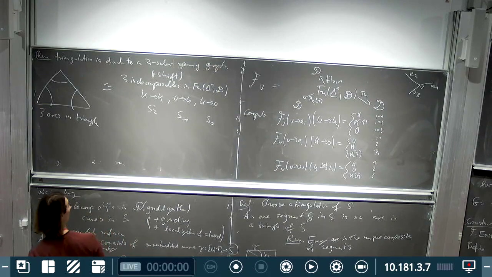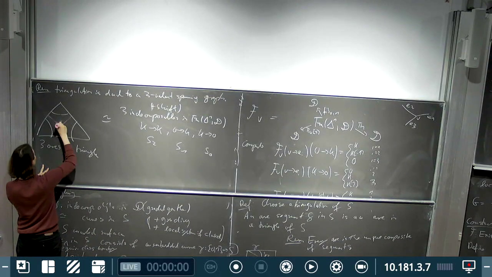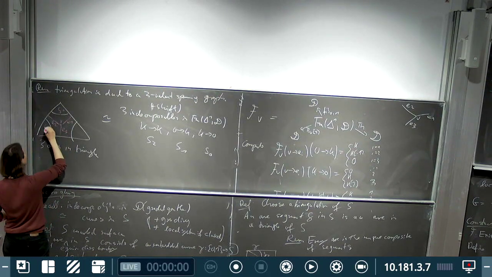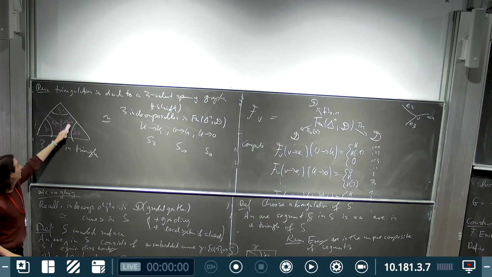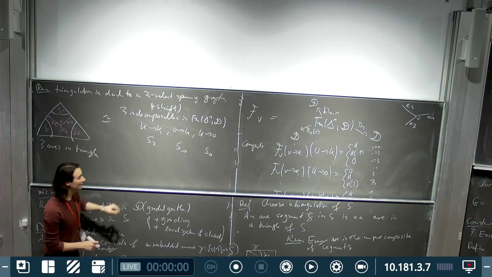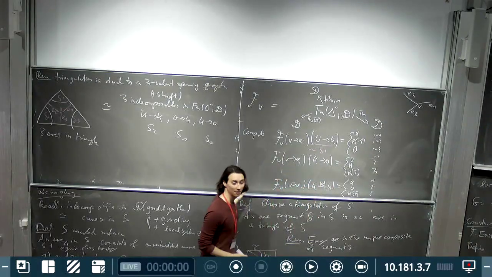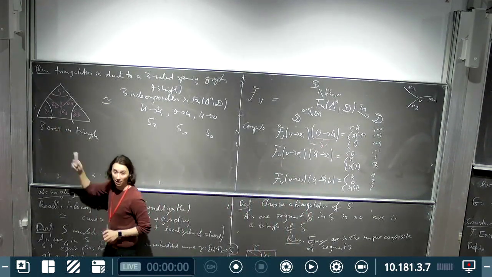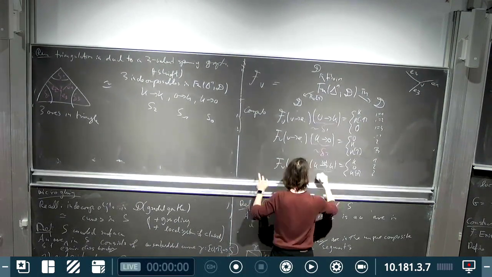This was V, this was E1, E2, E3. So let's call this Delta 1, this Delta 2, and this Delta 3, the three arc segments in the triangle. So Delta 1 goes from E1 to E2. Hence, we choose this, we say this corresponds to Delta 1. And then the second one goes from 2 to 3, which is Delta 2. So we say this is Delta 2. And in this one, we say it's Delta 3.